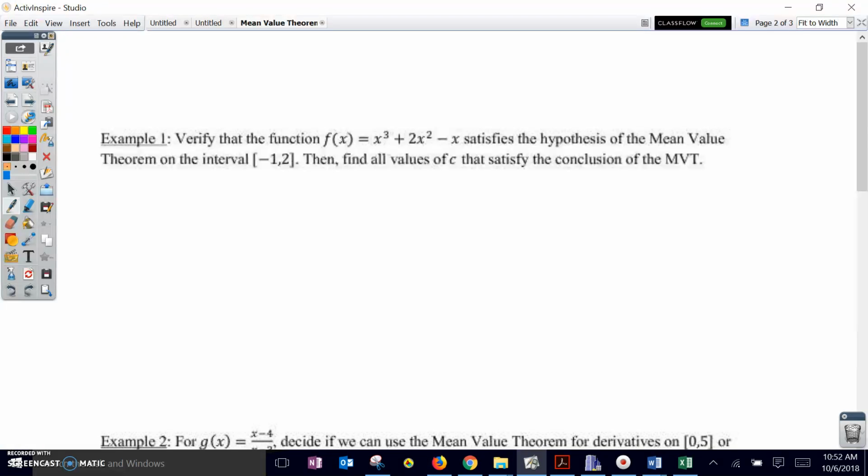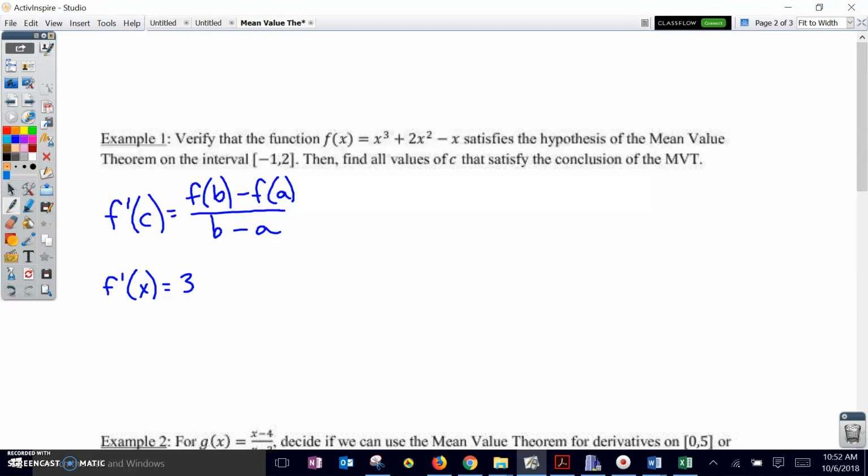Alright, then we want to find all values of c that satisfy the conclusion of the mean value theorem. And a refresher, the conclusion of the mean value theorem is that f prime of c is equal to f of b minus f of a all over b minus a for some c in the interval from -1 to 2. So the first thing I'm going to do, I'm going to find f prime of x, and that's equal to 3x squared plus 4x minus 1.